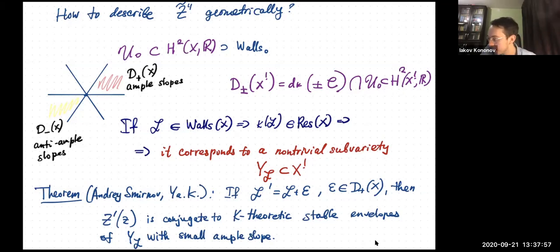So then it turns out that if L prime is just L plus epsilon, where epsilon is the shift in the ample direction, then the corresponding matrix Z prime or Z double prime is conjugate to the K-theoretic stable envelopes of that fixed subvariety YL with small ample slope. So we consider a subvariety of the dual variety corresponding to the cyclic group defined by L.